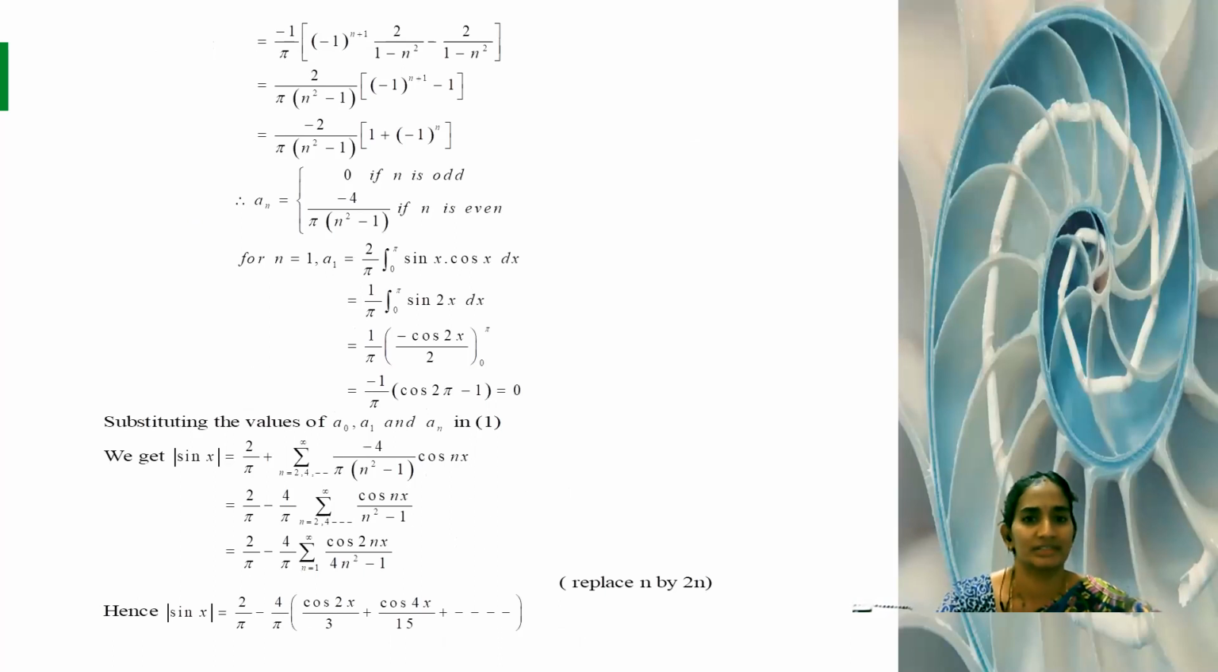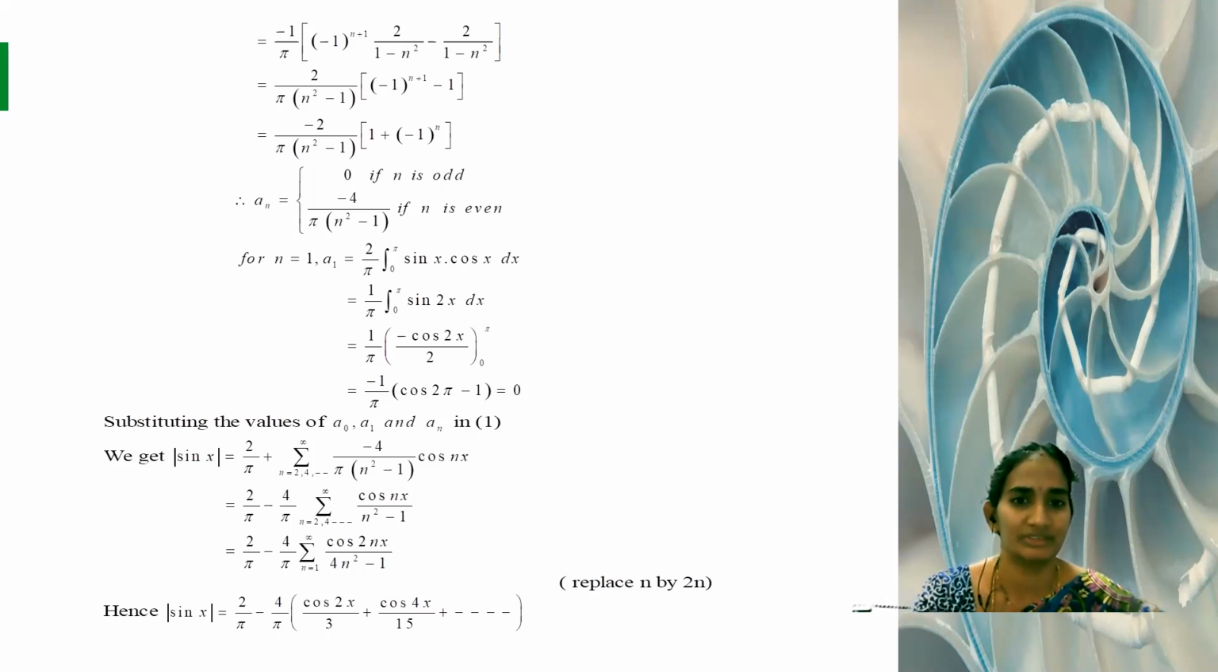So next step, you are simplifying once again. We get minus 1 by pi, minus 1 whole power n plus 1, n minus 1 by 1 minus n square, minus 2 by 1 minus n square. So if 2 is a common factor, we take 2 by pi (n square minus 1) into minus 1 whole power n minus 1 minus 1.